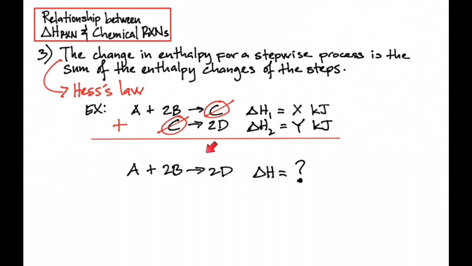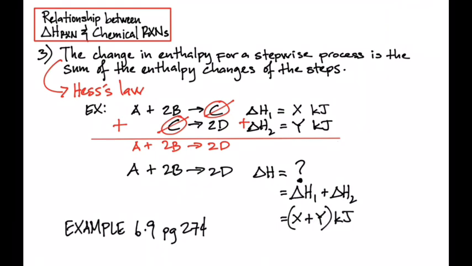what you get is this chemical reaction equation, because the C's will basically cancel each other out. All right, so now you have A plus 2B turning into 2D, which is the chemical reaction that we want. Because we added the two chemical reactions, we would do the same thing for the delta H's. So in other words, delta H for this new chemical reaction equation is simply X plus Y. All right, so we have X plus Y kilojoules.